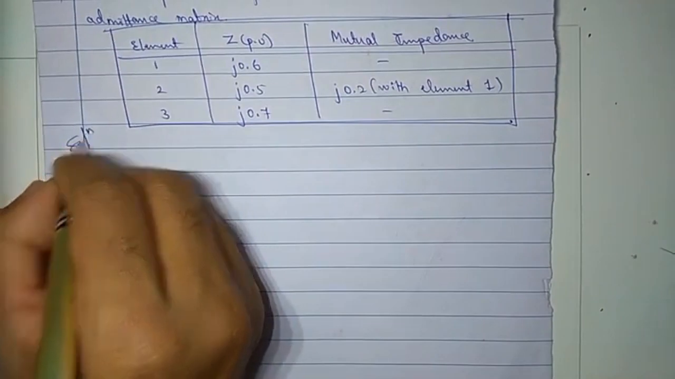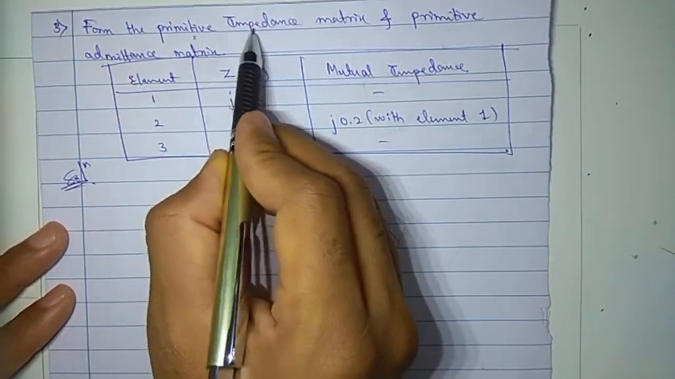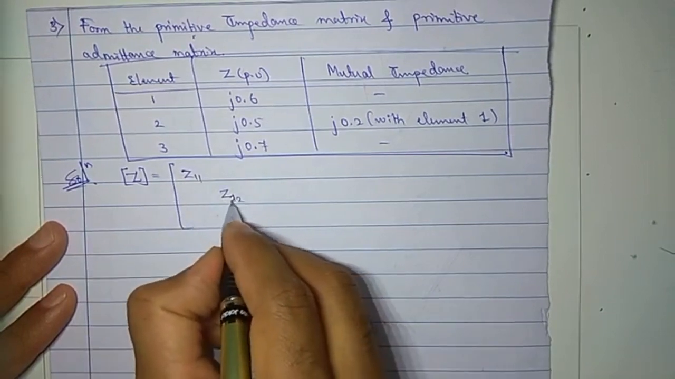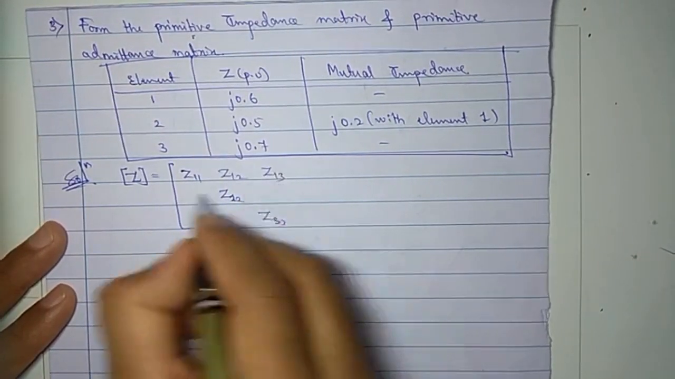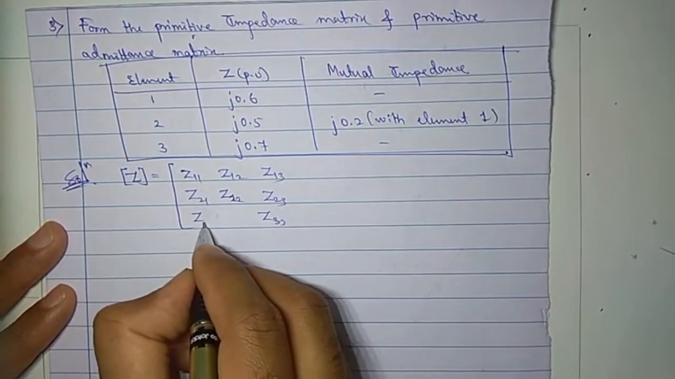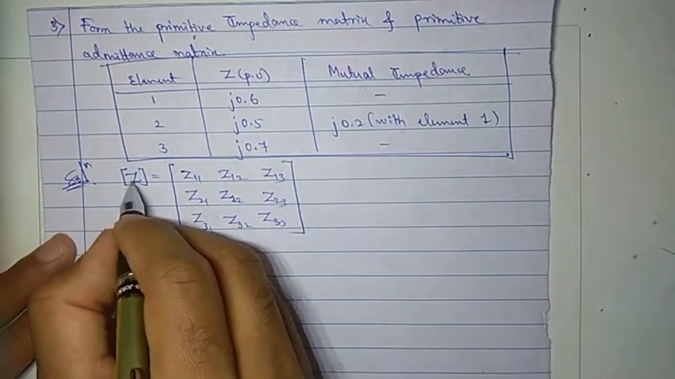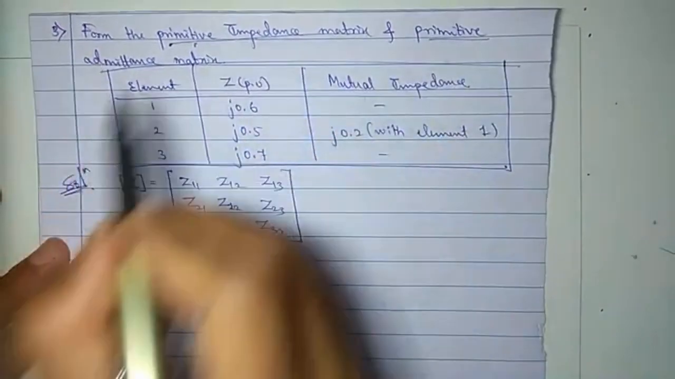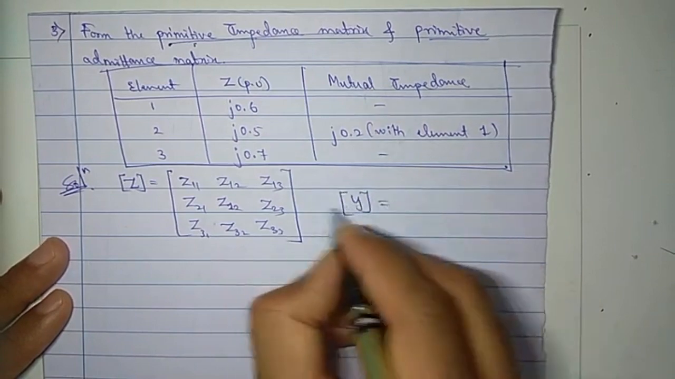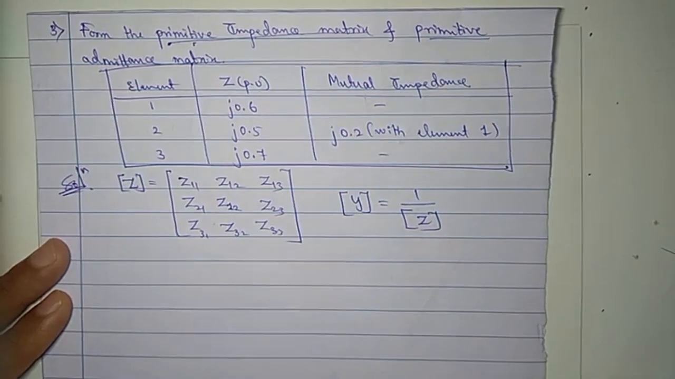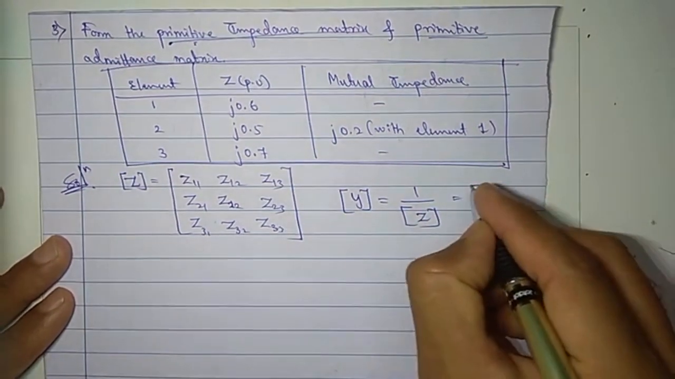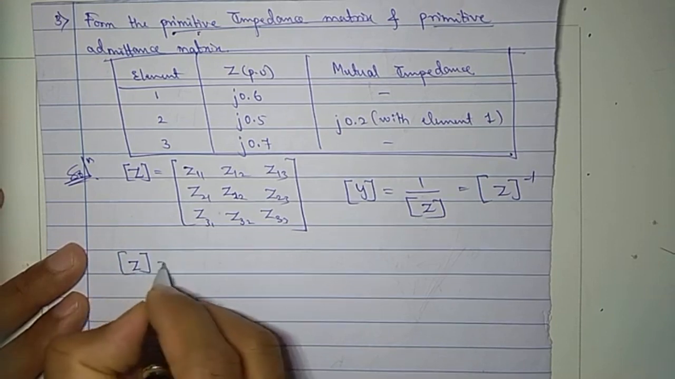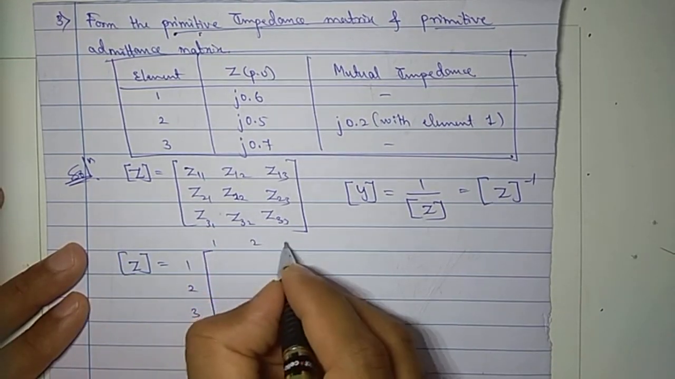Okay, now solution. They have asked us to form a primitive impedance matrix. Primitive impedance matrix means it is Z, where Z11, Z12, Z22, Z33, Z12, Z13, Z21, Z23, Z31, Z32. So this is a primitive impedance matrix. They have asked us to form primitive impedance matrix and primitive admittance matrix. Admittance matrix means it is Y. Y means we know that it is 1 by Z, or it is impedance matrix inverse. So how to fill this Z matrix? Z matrix equal to 1, 2, 3, 1, 2, 3.